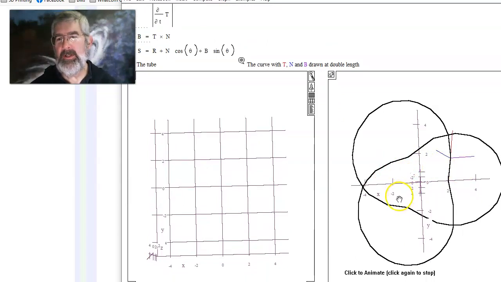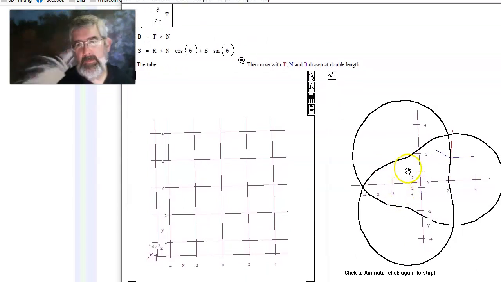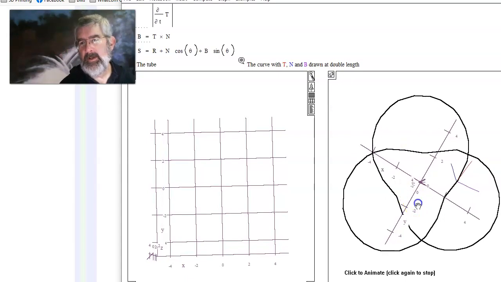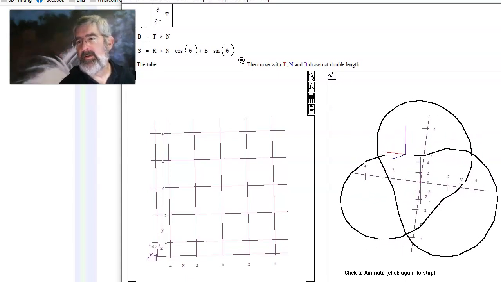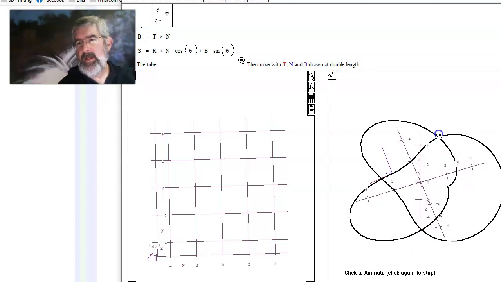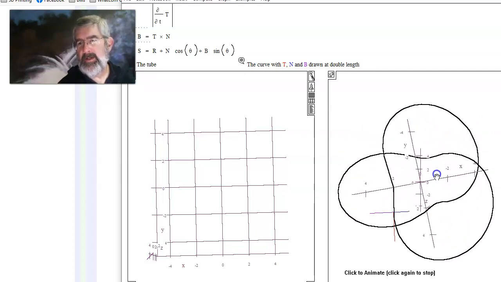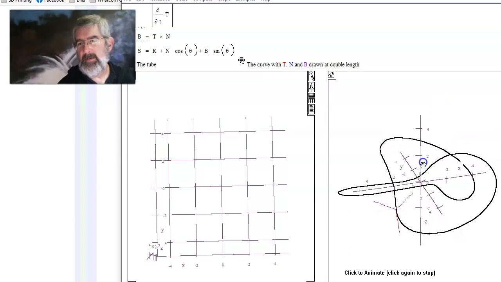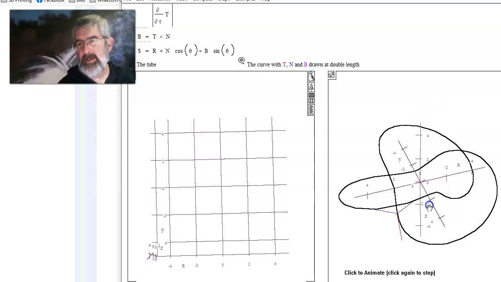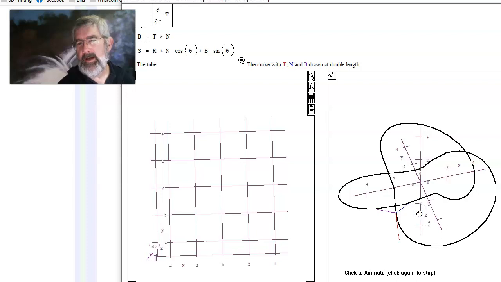So what you see here is the curve. Let's increase the density a little bit. And the black curve you can see is, as I move it around, it's easier to see what it looks like. It's a knot. It's called a trefoil knot. And I can see as well here this little red vector, which is the unit tangent vector. Blue is normal, purple is binormal. Red is tangent, blue is normal, purple is binormal.